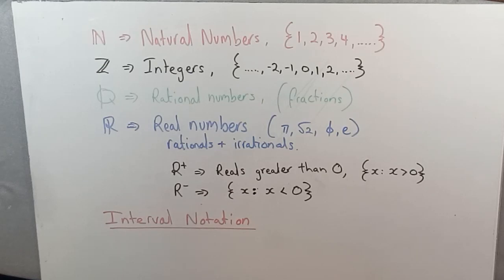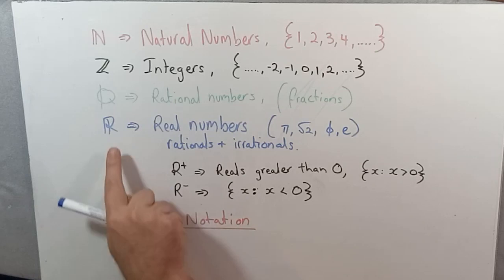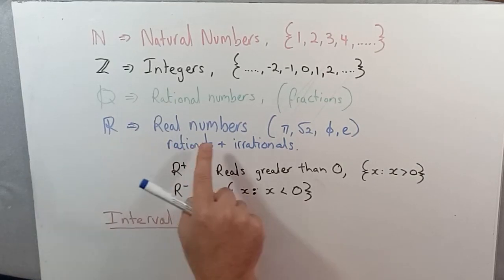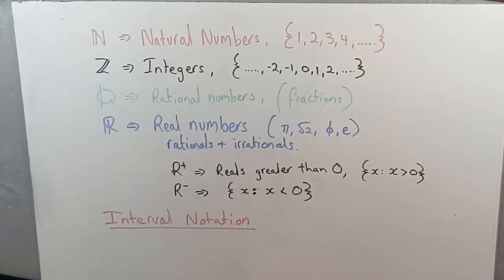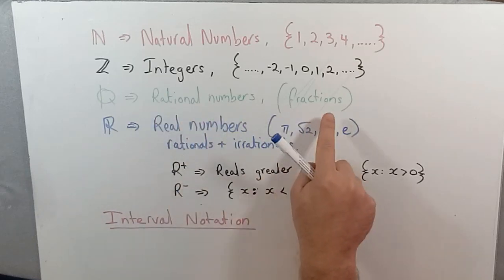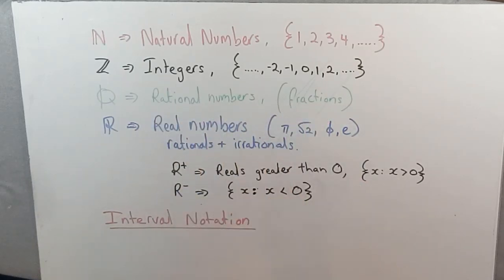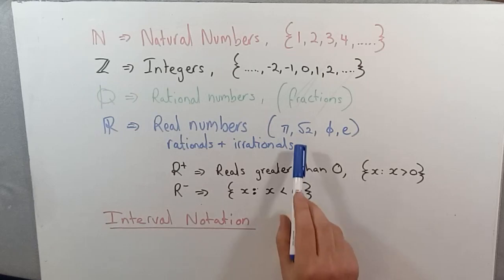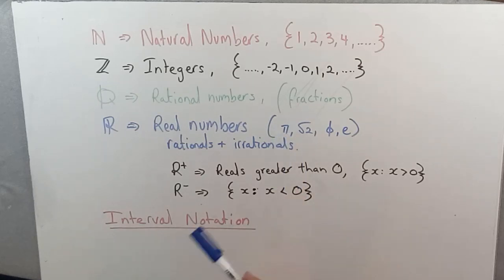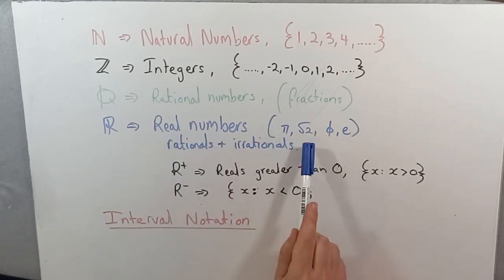Every number you can write as a fraction is included in the rational numbers. Okay, then we've got the capital R, which represents the real numbers. Now that includes all the rationals, so everything in this set, but it also includes what we call irrational numbers. So numbers like pi, we can't write that as a fraction, but it's still included in the real numbers.